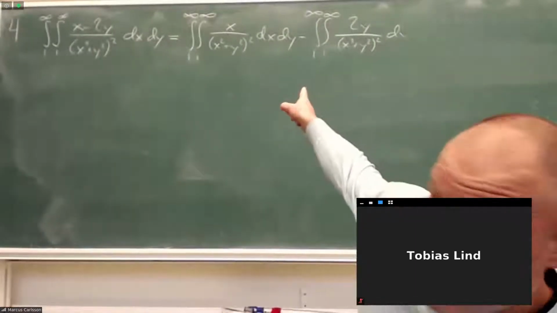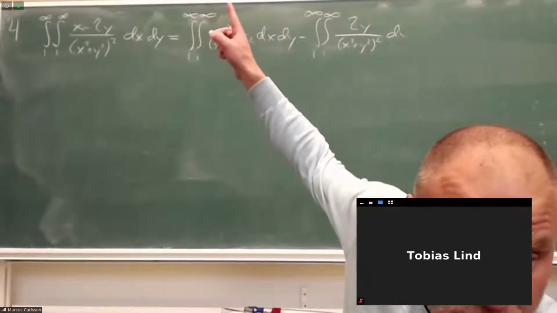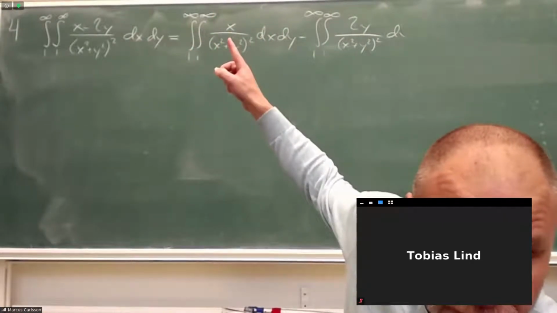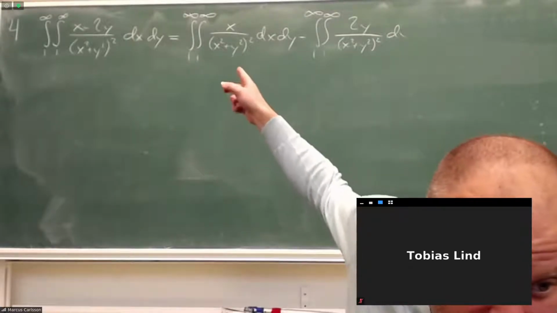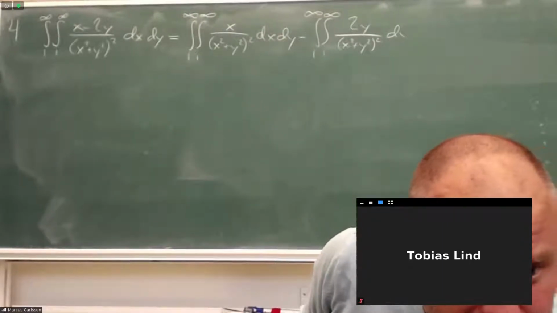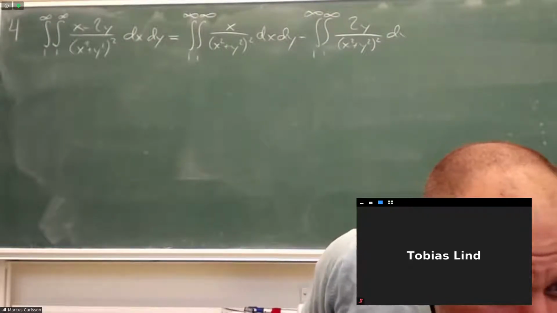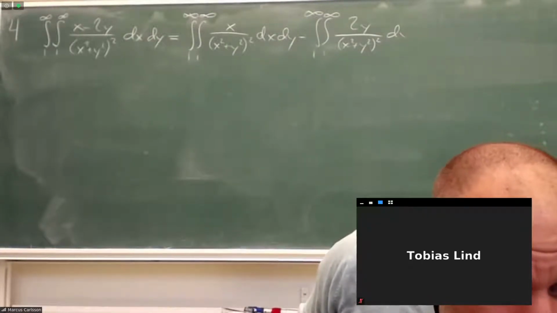The first integral, the one with respect to x, where is it? There. This we can solve because x upstairs is the inner derivative of x squared downstairs. Let me fix the zoom.